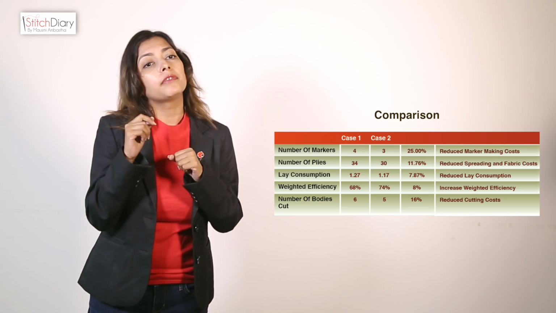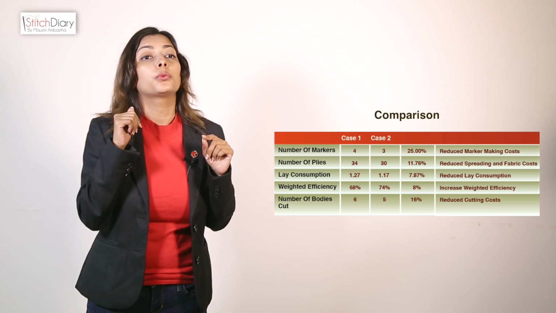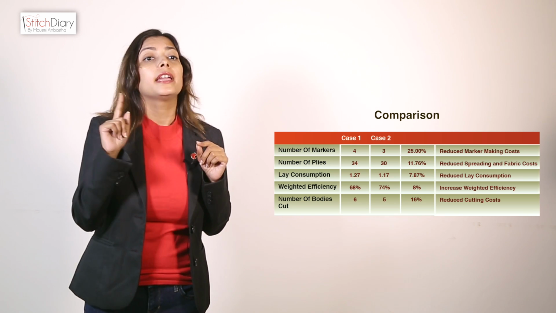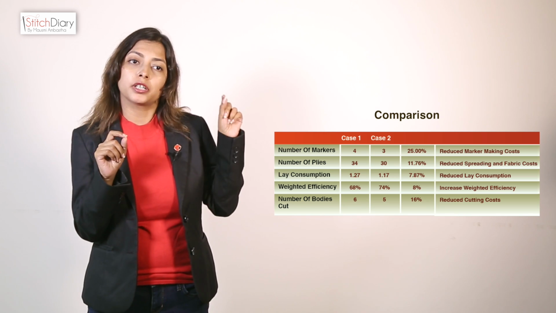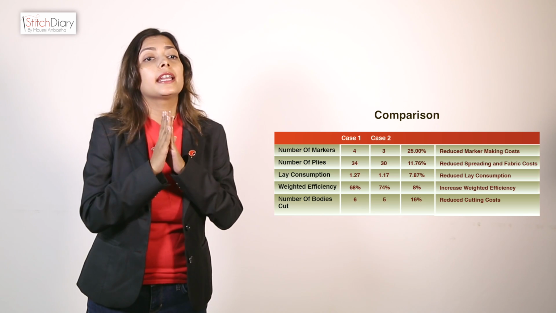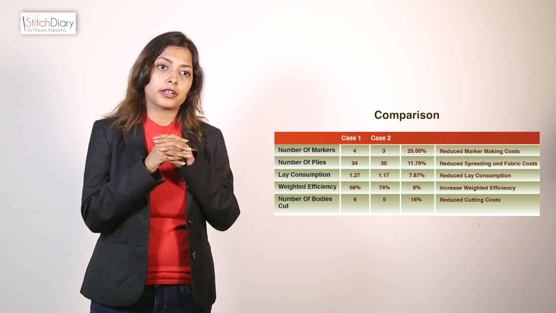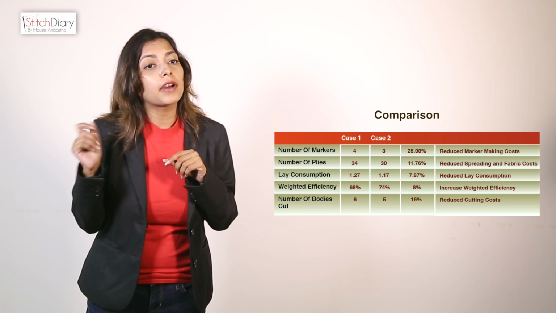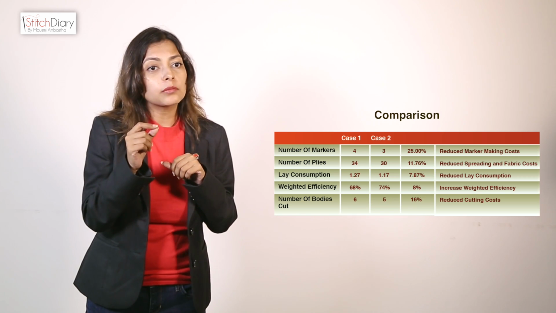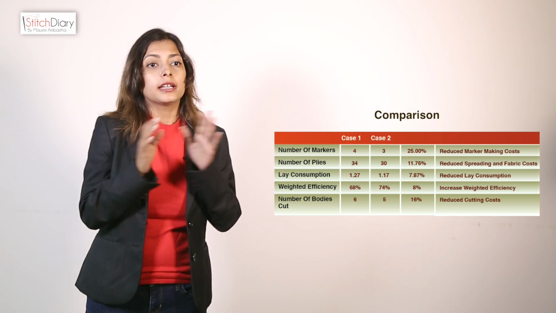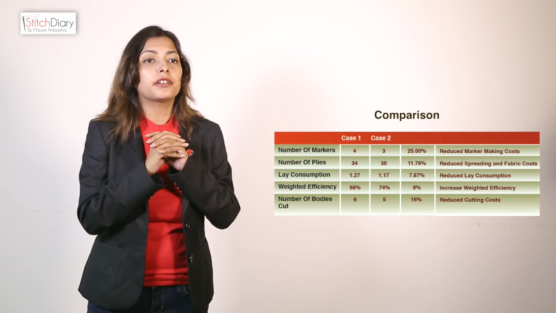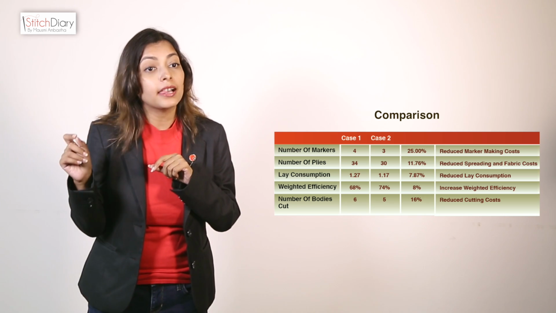The markers have reduced from 4 to 3, a 25% reduction in marker making cost. The number of plies have reduced from 34 to 30. It's an 11.76% reduction in spreading and fabric cost. The lay consumption has come down from 1.27 to 1.17, a 7.87% reduction in fabric cost itself.